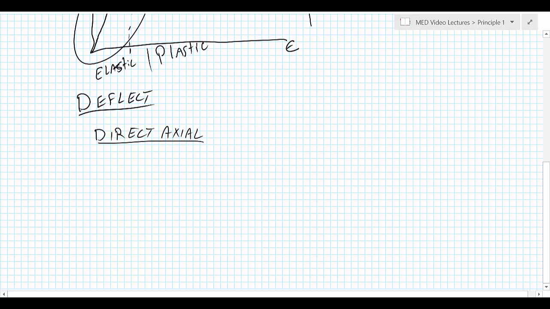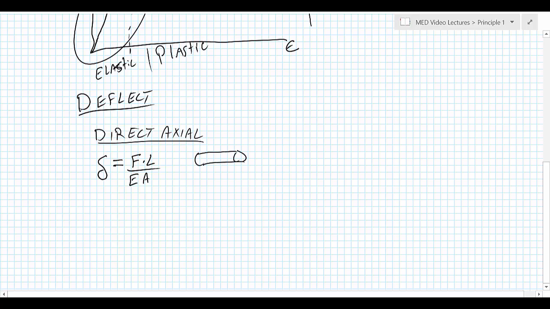And again, we consider direct axial and direct shear basically to be two different views of the same area. So recall the equation for deflection is delta equals force times length of the part over the modulus of elasticity times the area. So that might just be an equation you memorized.